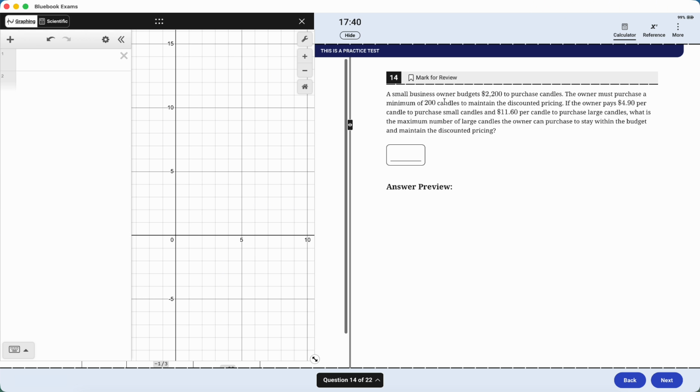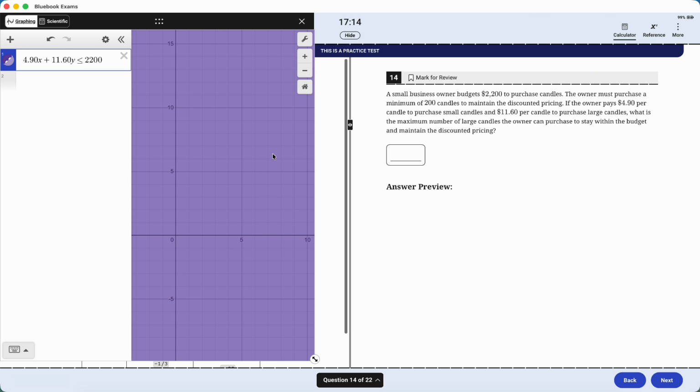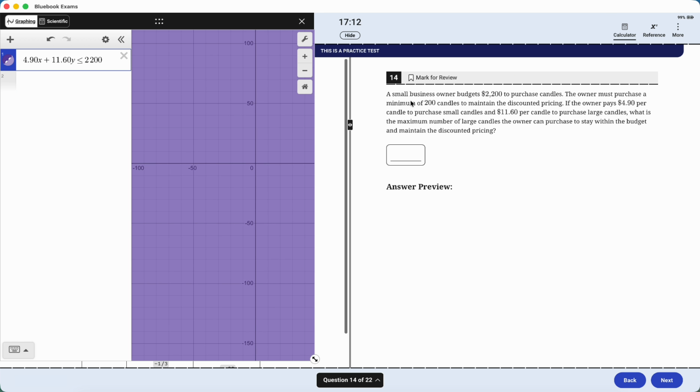Anyways, 14. A business owner budgets $2,200 for candles. The owner must purchase a minimum of 200 candles to maintain discounted pricing. If the owner pays $4.90 for small candles and $11.60 for a large candle, what's the maximum number of large candles? Okay, all you got to do here is just make a system because you have large and small, right? So we'll do 490x plus 1160y. This has to be less than or equal to 2,200.